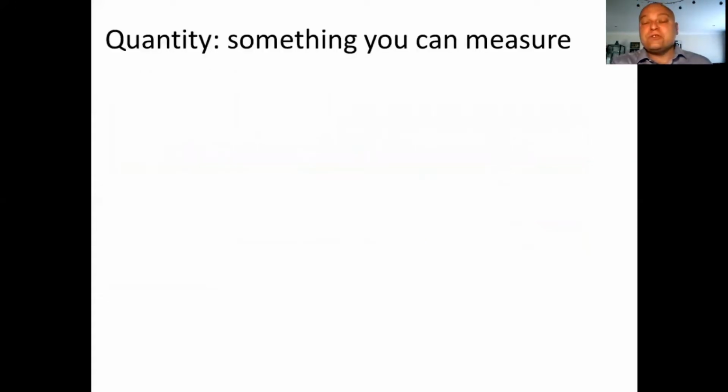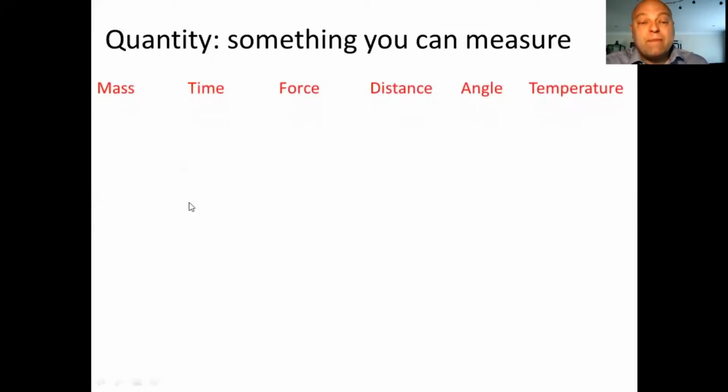Okay, introduce you to a few key words now. Quantity. This is something you can measure. Anything you can measure is called a quantity. For example, mass, time, force, distance, angle, and temperature. Anything you can measure at all, anything you might use some kind of measuring instrument for, or a ruler, or anything like that, that is a quantity, something you can measure.